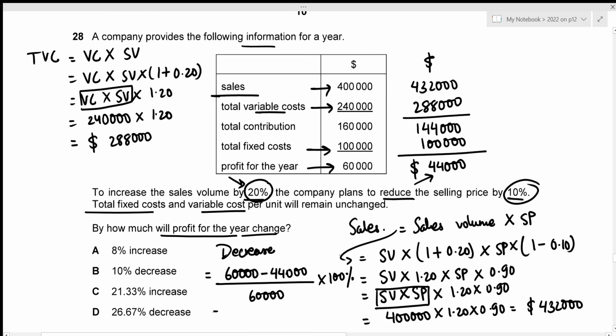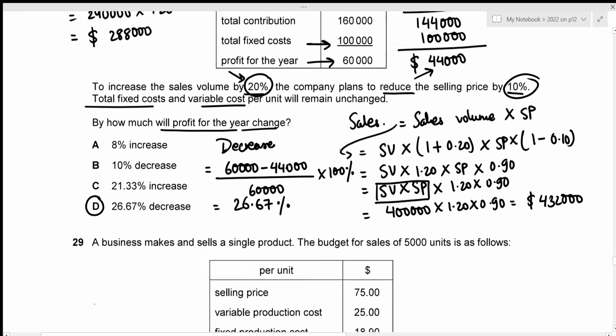So the decrement percentage in profit for the year is going to be 26.67%. The answer we're looking for will be 26.67% decrease, which is given in option D. This concludes question number 28. We can now move towards question number 29.